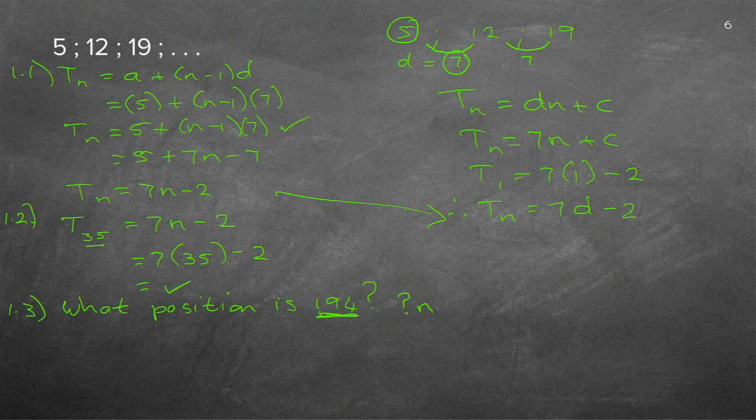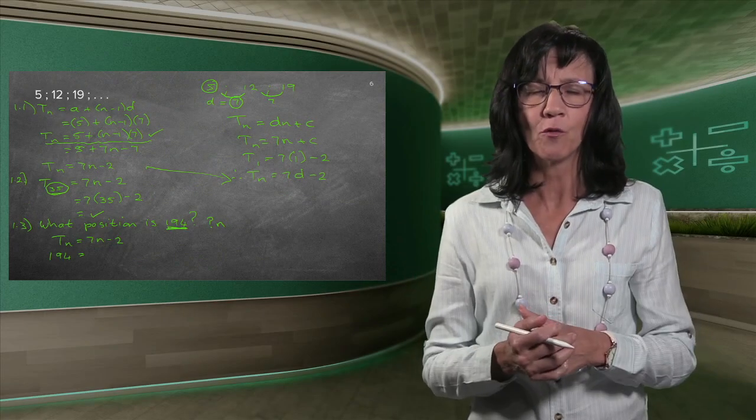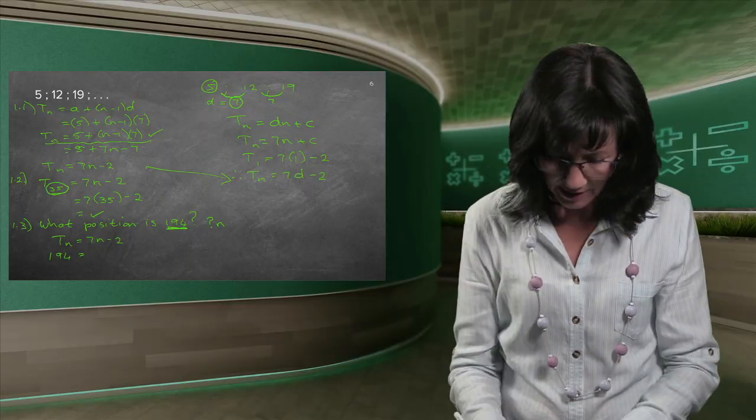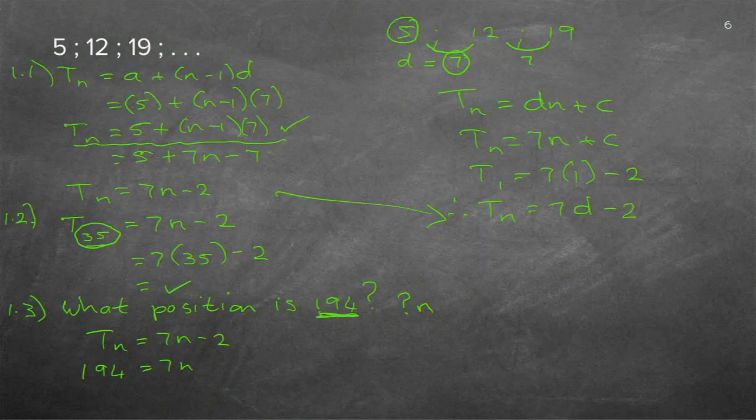So if I write down my formula, Tn is equal to 7n minus 2. Remember I said you could also use that formula there. It will give you exactly the same answer. Now I can fill in the T, 194. So you see the big difference? In the previous question, you filled in the little n because they asked the 35th term. Now they give you the value of a term, 194. They give you the term, the T. So that's why I fill it in there: 194 equals 7n minus 2.